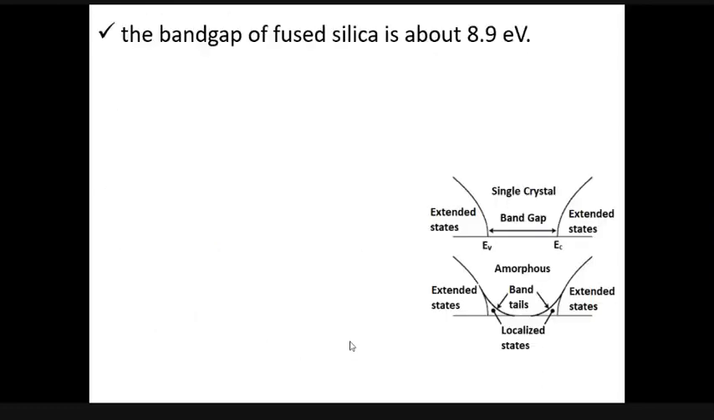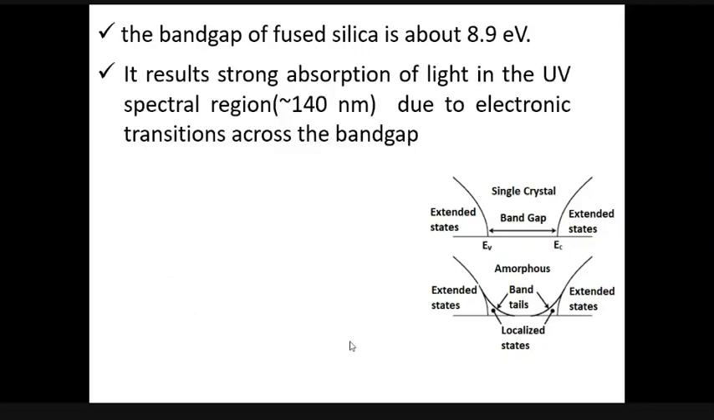And there is another thing: for making the fiber we use fused silica, and for fused silica, the band gap is on the order of 8.9 electron volts, and the wavelength corresponding to this band gap is around 140 nanometers. So if the signal is of the order of this wavelength, it will get absorbed by the electrons, and they will make the electronic transition.